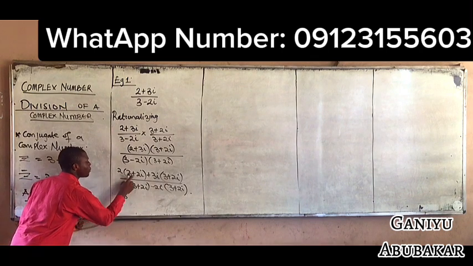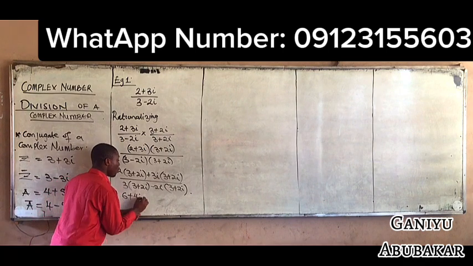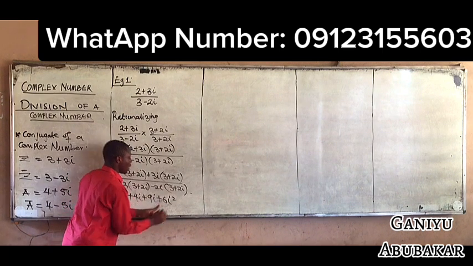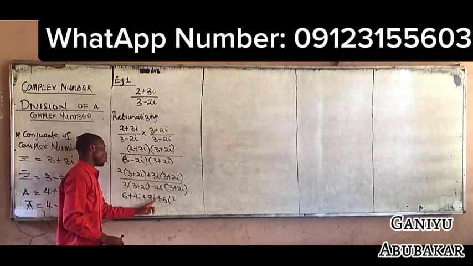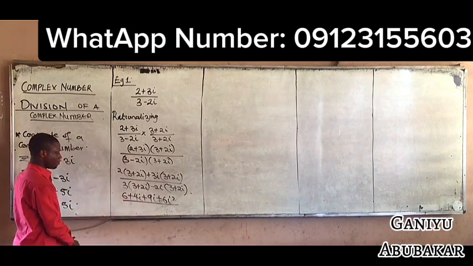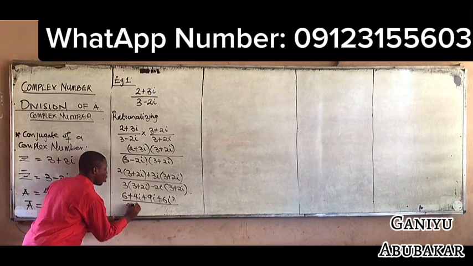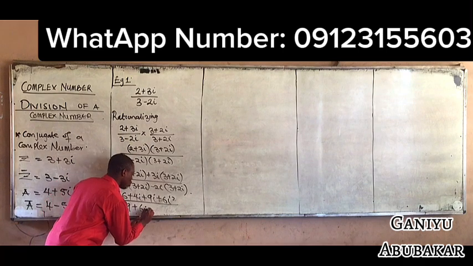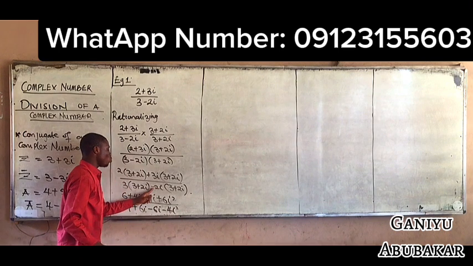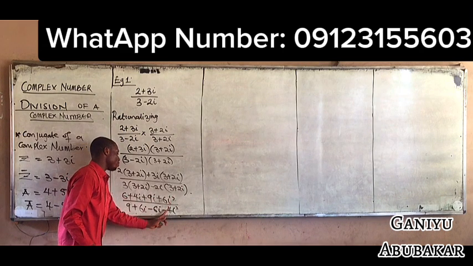I'll have 6, 2 times 3 becomes 6. Next up, plus 2 times 2 becomes 4i. Next up, plus 9i. Next up, plus 6i squared. 3i times 3 becomes 9i. 3i times 2i becomes 6i squared. So all over, I have 3 times 3 becomes 9, plus 3 times 2i becomes 6i. Next up, minus 6i. Next up, minus 4i squared. Minus 2i times 3 becomes minus 6i. Minus 2i times plus 2i becomes minus 4i squared.